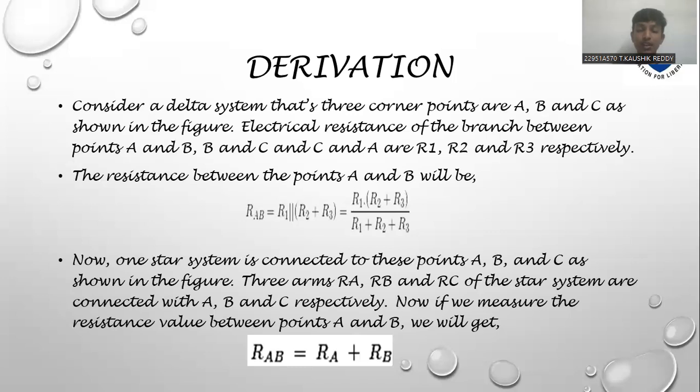Now, one star system is connected to these points A, B, and C as shown in the figure. Three arms RA, RB, and RC of the star system are connected with A, B, and C respectively. If we measure the resistance between points A and B, we get RAB is equal to RA plus RB. So this is the derivation for the delta star system that has three corner points A, B, C, and in between them three resistances: between AB is R1, between BC is R2, between CA is R3 respectively.